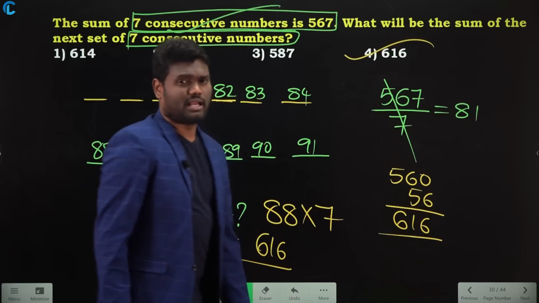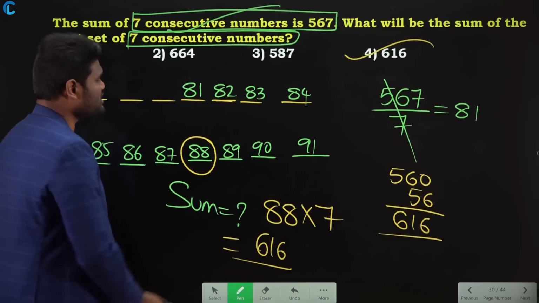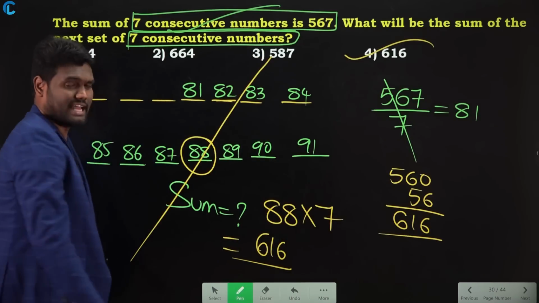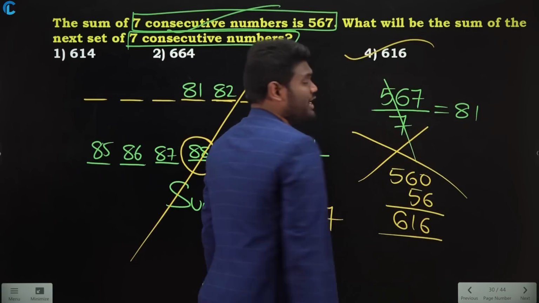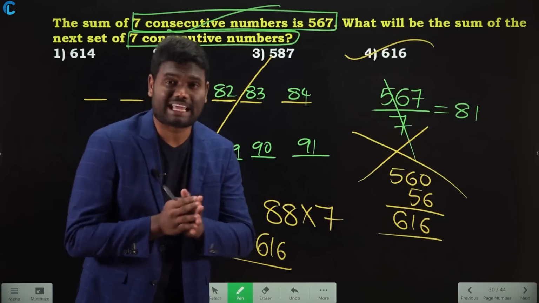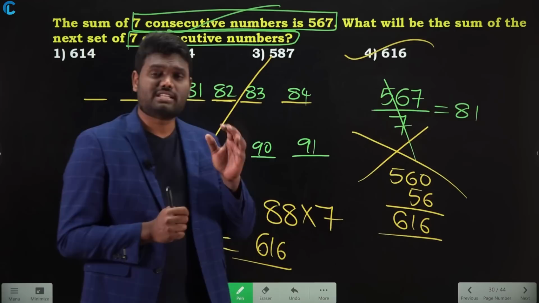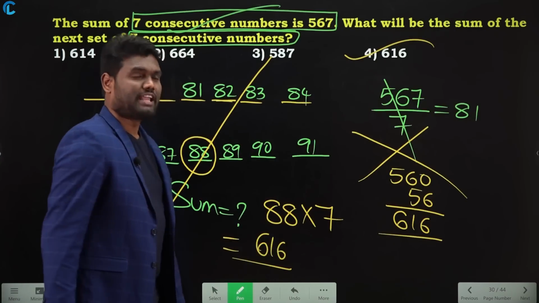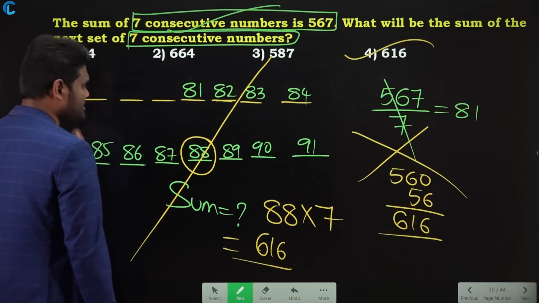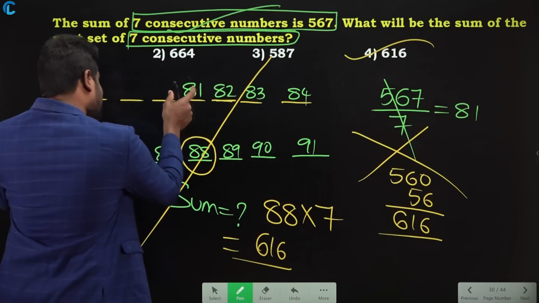Okay, very simple question. But from the examination point of view, you can't do all this calculation. Why? Because if you do all this calculation, you will end up wasting a lot of time. Yes or no? So this is the reason we look at how to solve this question in a smart way. Observe carefully, this is 81.